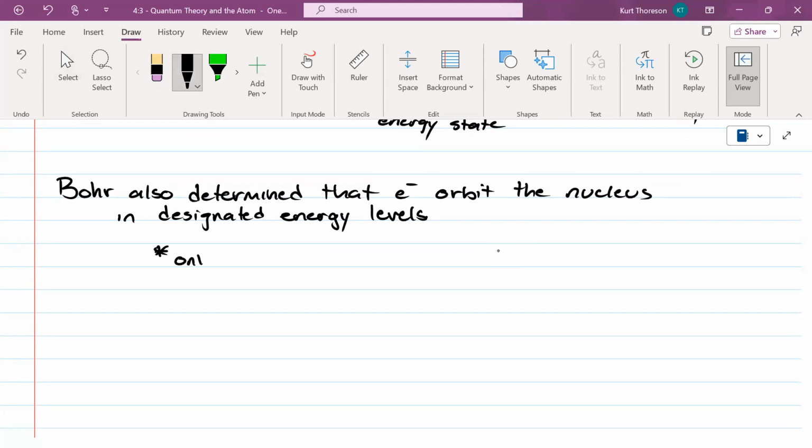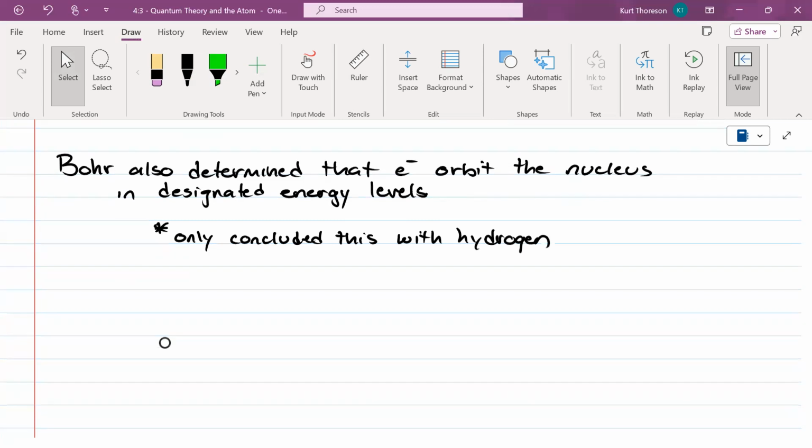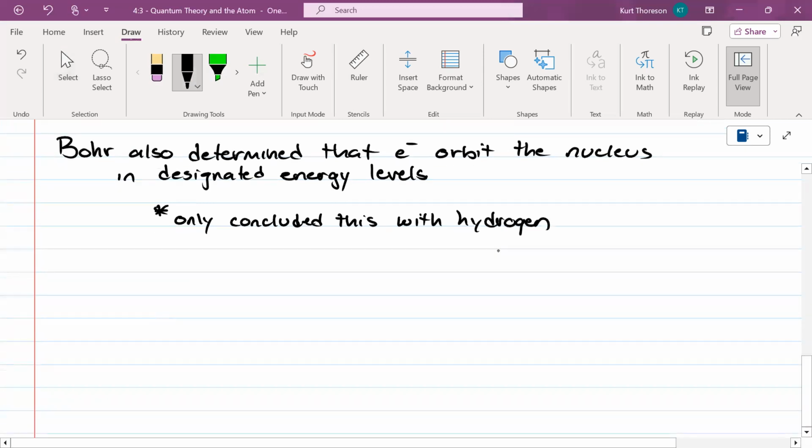He only concluded this with hydrogen. Here's the problem with hydrogen, everybody. There's more than 118 elements today on the periodic table. He figured this out with the smallest atom in the universe. What about the more complex ones? We'll have to deal with that tomorrow. But here's how this looks.